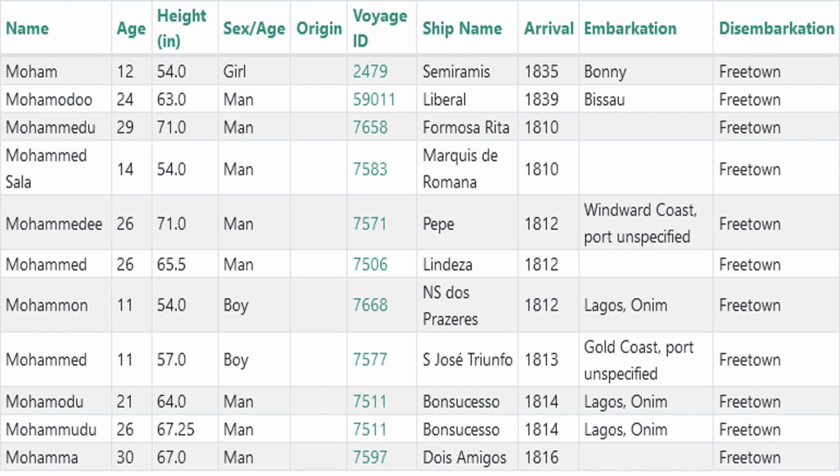And here you see additional routes. You have interesting slave ship names like Semiramis. You see individuals coming out of Lagos and ultimately ending up in Freetown.